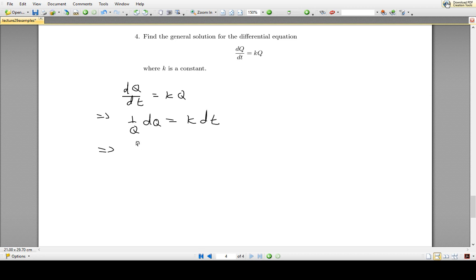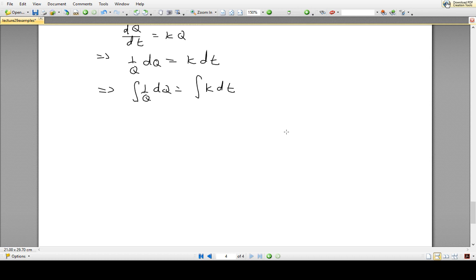So now I'm going to integrate both sides. I have the integral of 1 over q dq is equal to the integral of k dt. K is just a constant. The integral of 1 over q dq gives me the natural log of the absolute value of q is equal to the antiderivative of a constant with respect to t, which is just kt. There is a constant of integration on the left hand side, and there's also a constant of integration on the right hand side, so I'm just going to combine those two constants into one constant and put it on the right hand side.